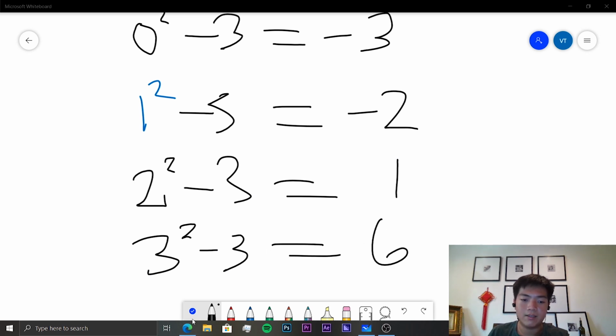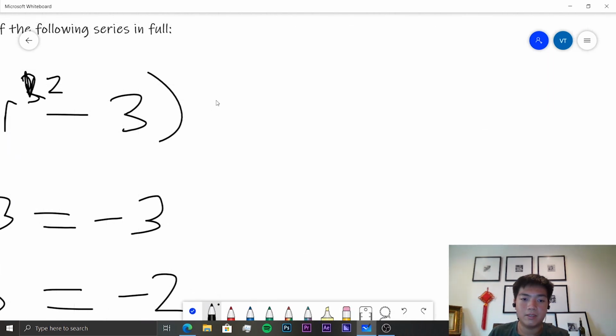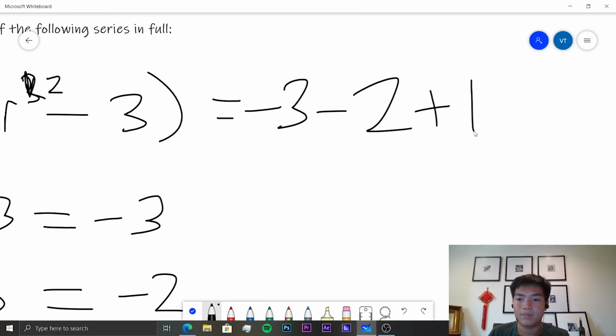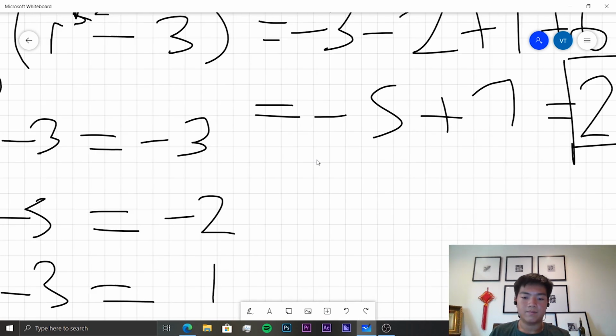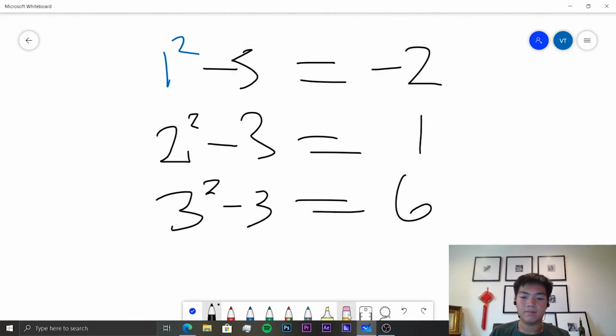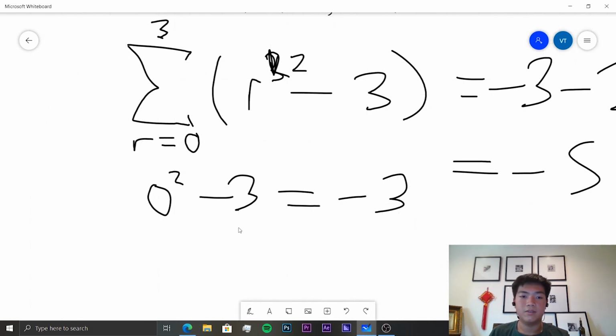So to get the series, we add all of these terms together. So this will be equal to negative 3 minus 2 plus 1 plus 6, which is equal to negative 5 plus 7, or is equal to 2. So the final series is equal to 2. Okay, sounds good. So moving on to the next question.